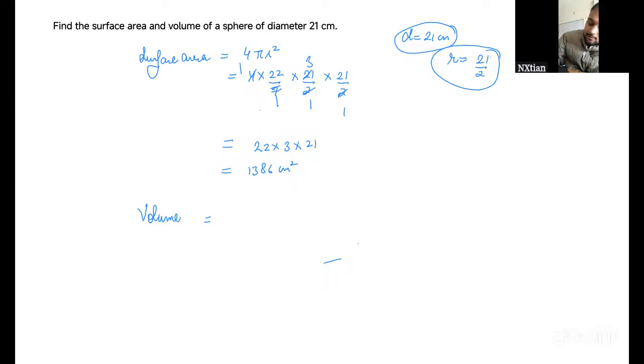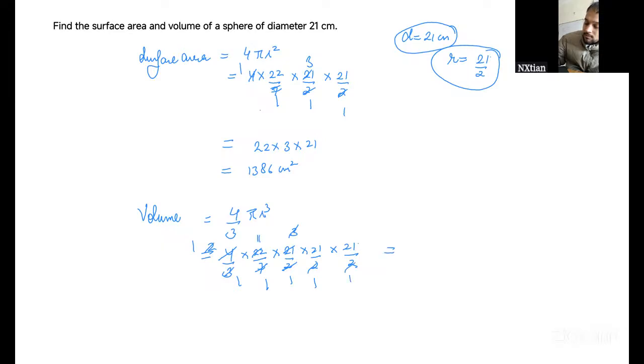Like the formula is 4 by 3 pi r cube. So 4 by 3 pi value is 22 by 7. R is basically 21 by 2 into 21 by 2 into 21 by 2. Okay. So 7 ones are 7, 7 threes are 21, and cancelling the twos, it will become 11 into 21 into 21. When you multiply it, you will get the answer.